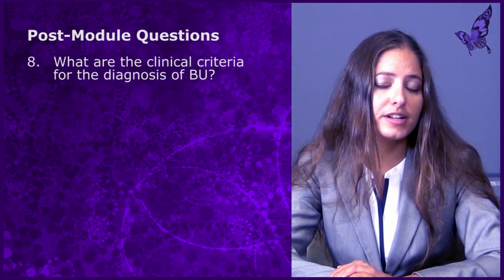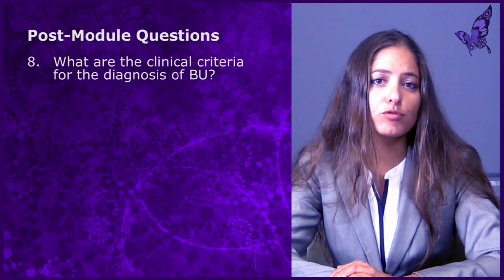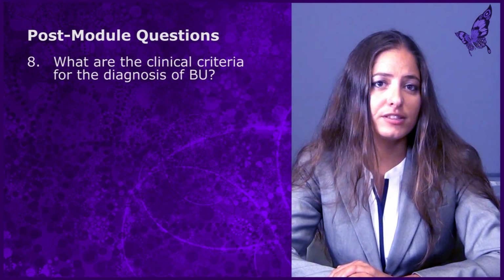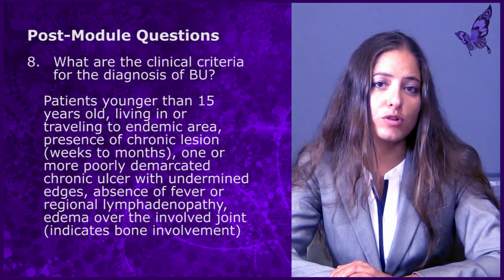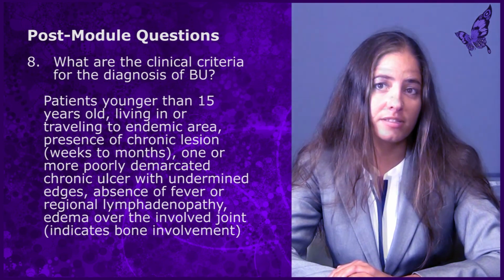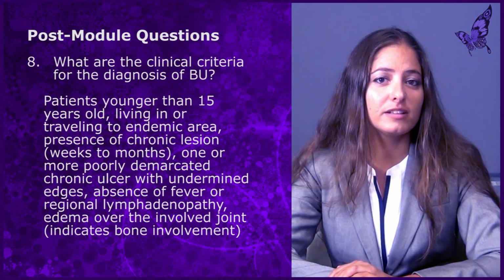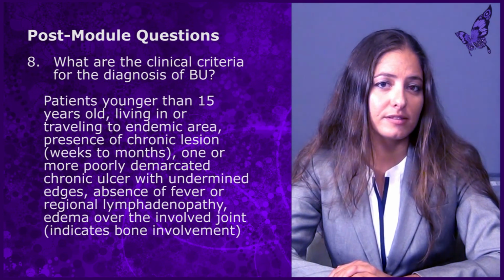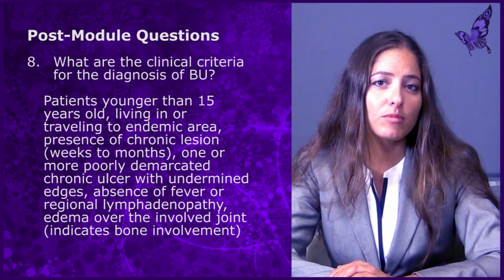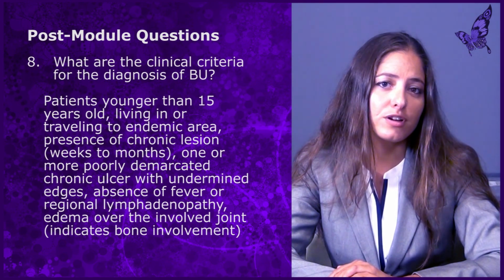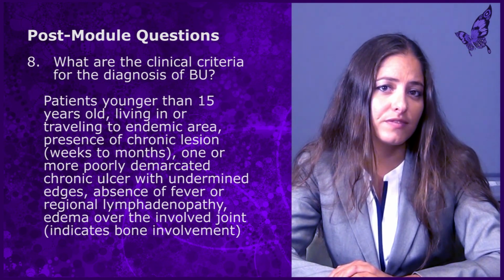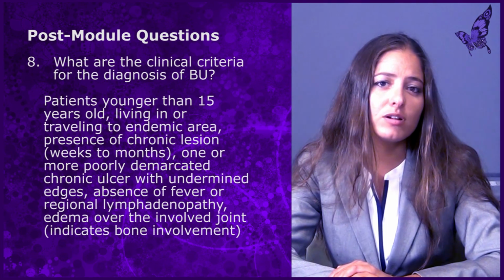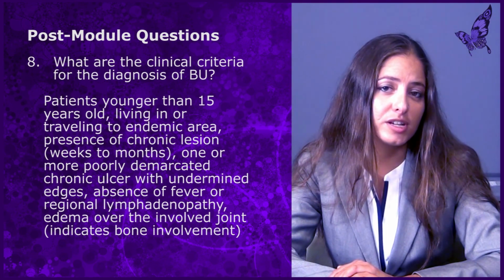Question 8. What are the clinical criteria for the diagnosis of Buruli ulcer? The answer: patients younger than 15 years old, living in or traveling to endemic areas, presence of chronic lesions, weeks to months, one or more poorly demarcated chronic ulcers with undermined edges, absence of fever or regional lymphadenopathy, edema over the involved joint, which indicates bone involvement.